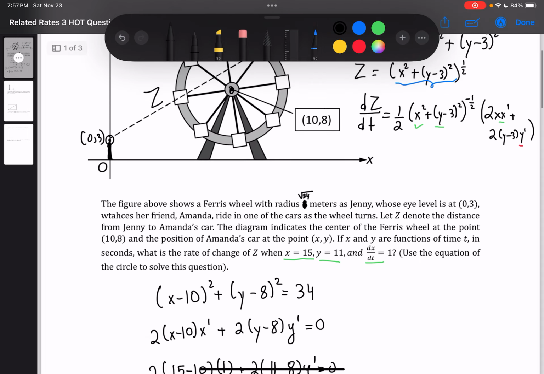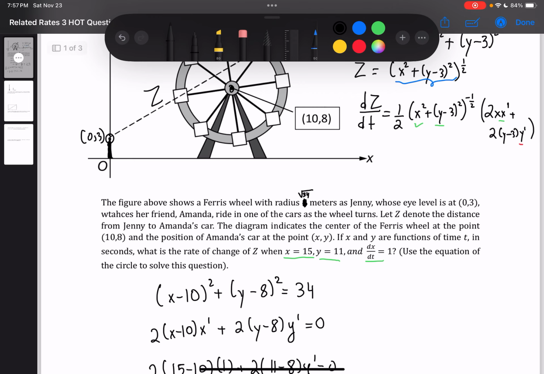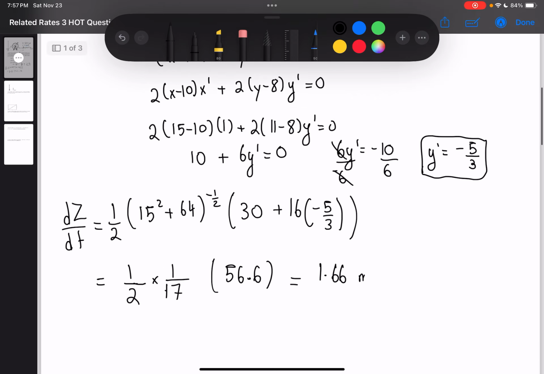Now we don't need to forget the units over here because dz is basically meters per second in this case. So yeah, I believe the hardest part about this question is actually the calculation, especially because I don't have a scientific calculator with me right now.